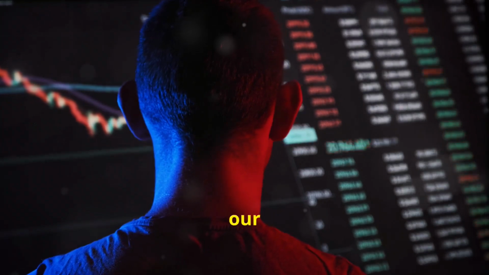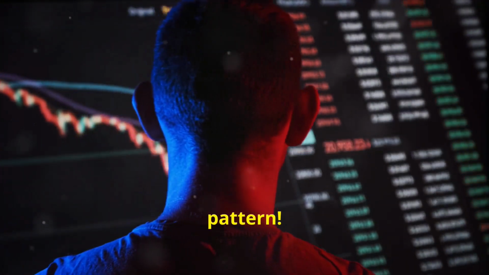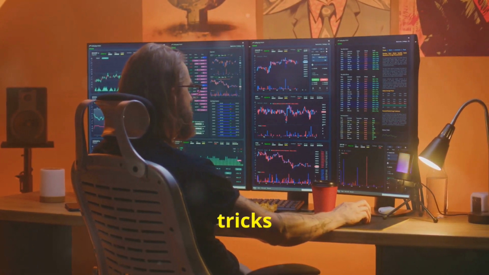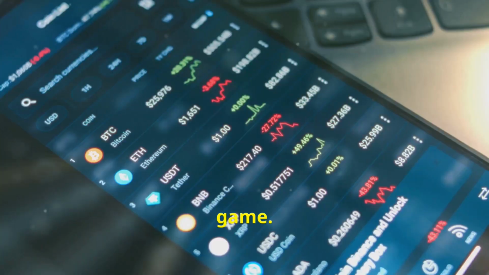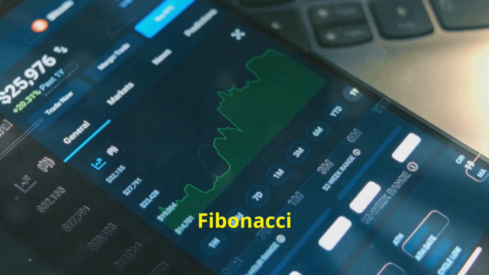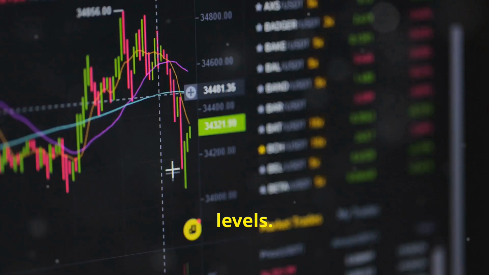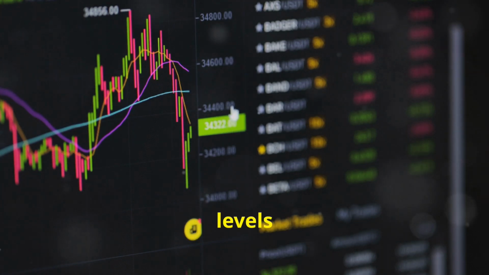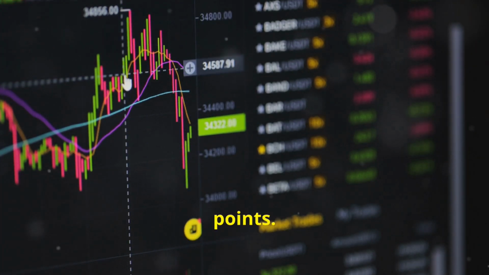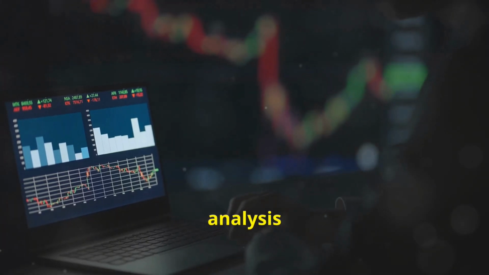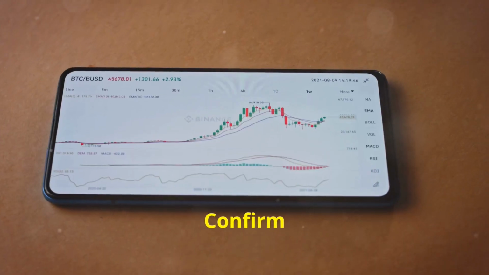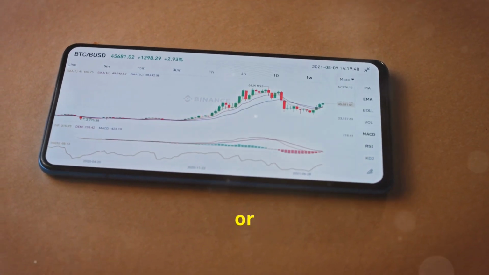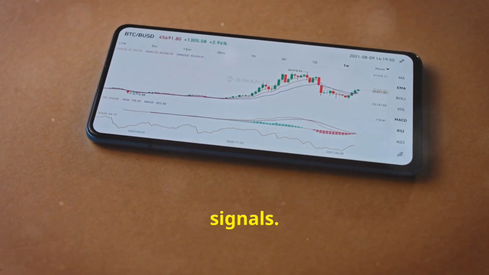The final segment of our deep dive into the head and shoulders pattern. Let's unlock some advanced tips and tricks to elevate your trading game. Combine the head and shoulders pattern with Fibonacci retracement levels. Identify key support and resistance levels to enhance your entry and exit points. Use multi-time frame analysis for a broader perspective. Confirm patterns on daily, 4-hour or 1-hour charts for robust signals.